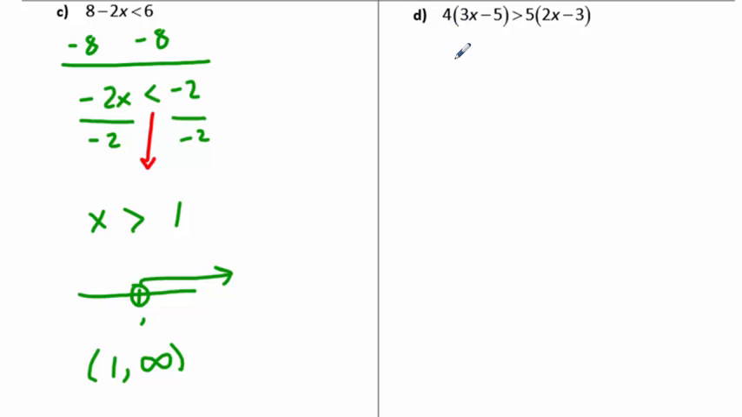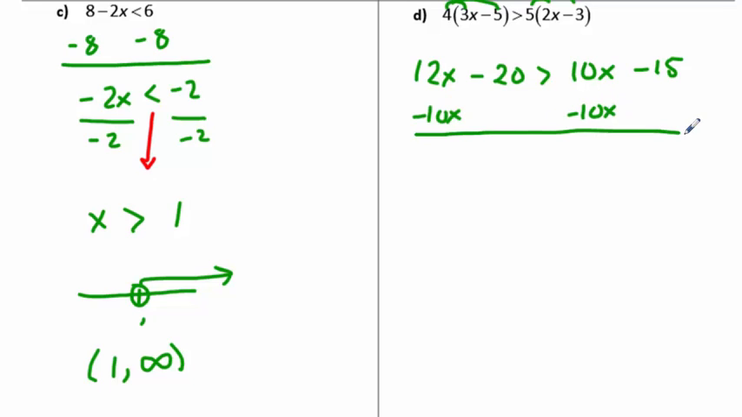We've got to distribute here first, so we'll distribute 4 times 3 is 12x, minus 4 times 5 is 20, greater than 5 times 2 is 10x, minus 5 times 3 is 15. Alright, and we solve, just like I would in an equation, making sure I keep the inequality symbol. So I'm going to subtract 10x from both sides. That'll give us 2x minus 20 is greater than negative 15.